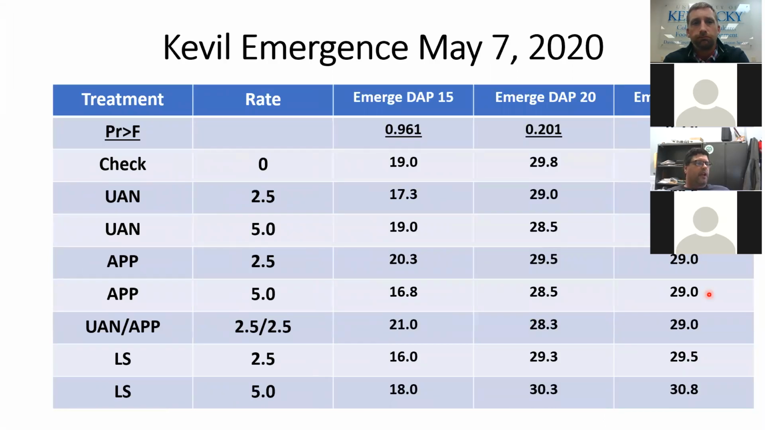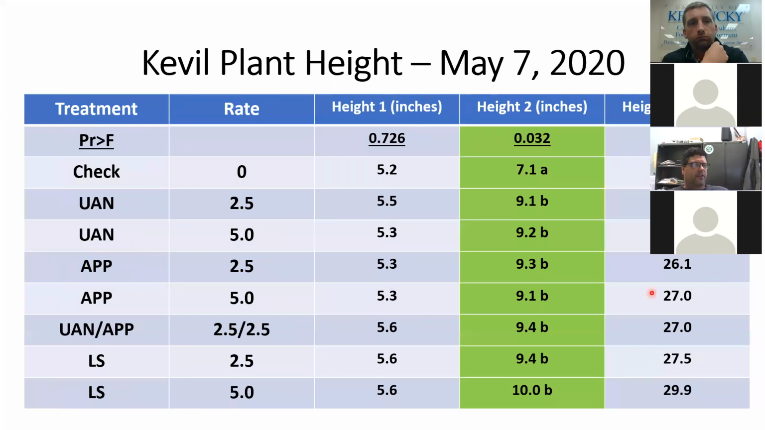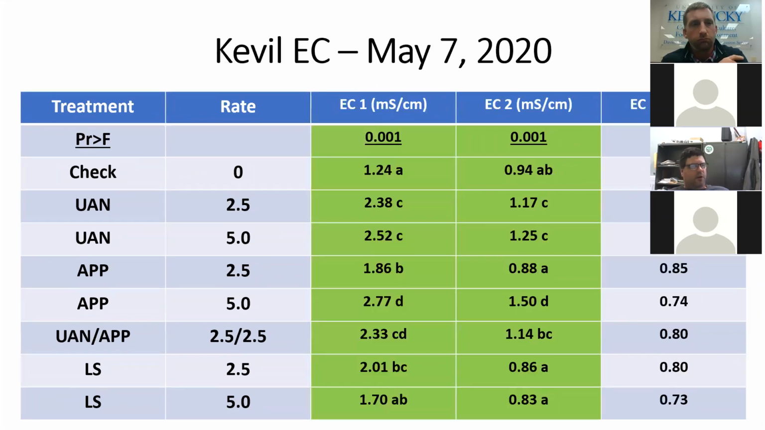Well, now we're looking at our emergence from the second planting on the Kevel. The deer ate us up on the second planting of the Watson, even with our fence. And we've learned how to build fences better now. But anyway, this is the second planting date, May 7th for Kevel. Nothing going on with emergence. We did see a slight difference in height at the second count. They were all essentially 2 inches greater than the check, and then nothing at the third.